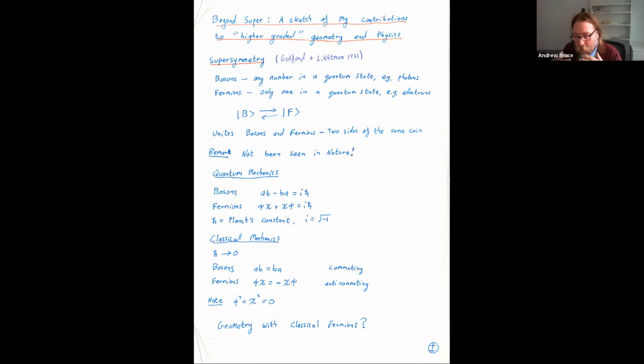So what I wanted to describe is a little bit more of the quantum and classical mechanics of fermions and bosons. I'm going to be a little bit slack with what exactly I mean here. I think that's fine.